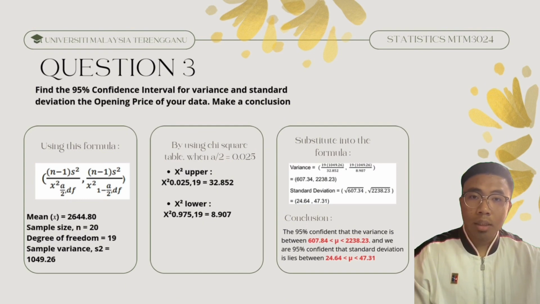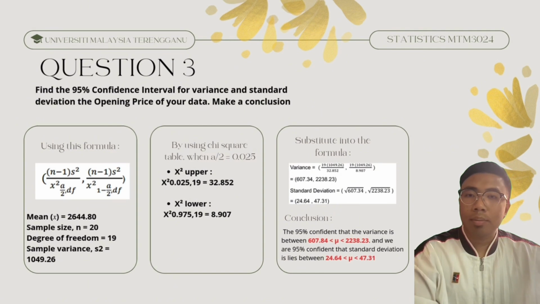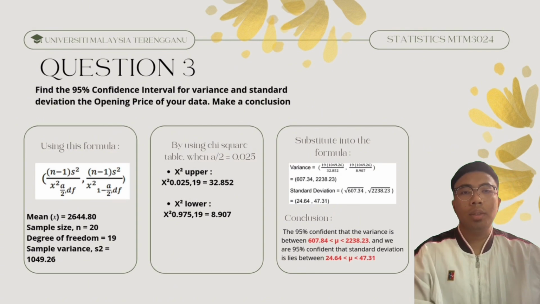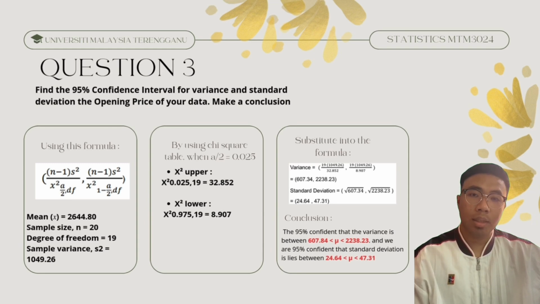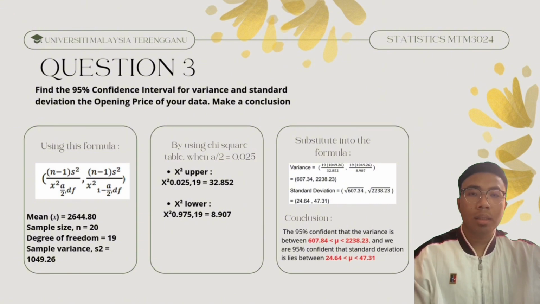We get the answer 24.64 and 47.31. Last step, we can conclude that we are 95% confident that the variance is between 607.84 less than sigma squared less than 2238.23, and we are 95% confident that the standard deviation lies between 24.64 less than sigma less than 47.31.